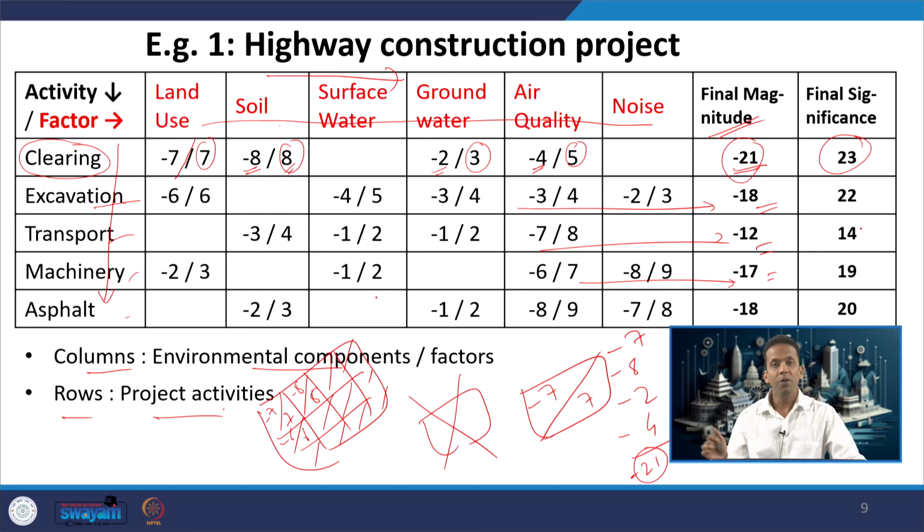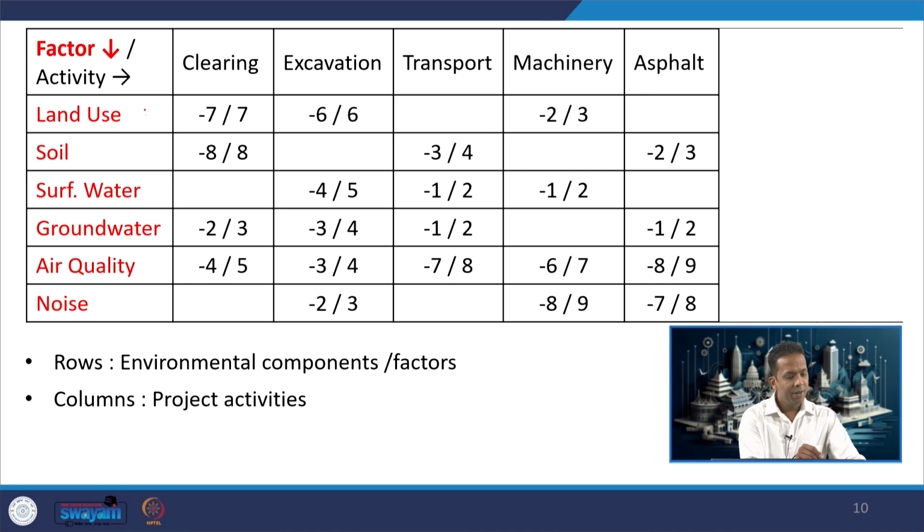Now, I will switch the activity and factor, the columns and rows, and let us see how it looks. So, now we had columns showing environmental factors and rows showing project activities, and this is how it looks. Now, the environmental components are listed here as factors, and the project activities are listed along the columns.